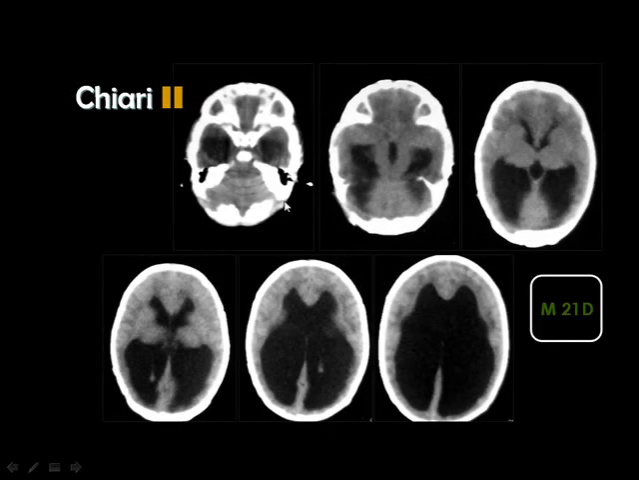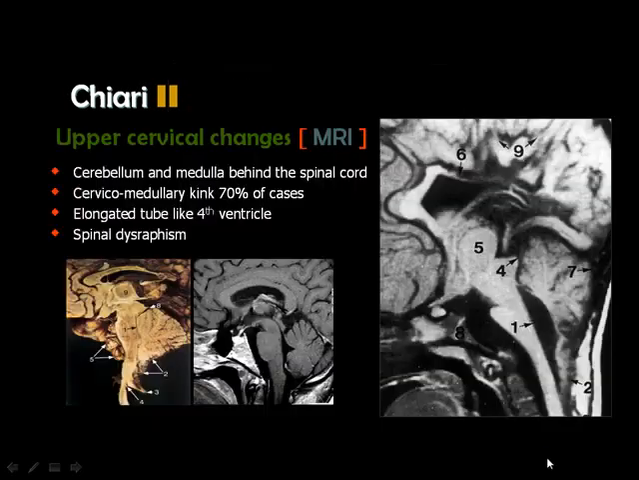Then this is another case of Chiari malformation, and the fourth ventricle is attenuated and not seen. The third ventricle is not ballooned. The lateral ventricles show that classic colpocephaly with the frontal horns much less dilated compared to the occipital horns. Then, in the upper part of the cervical spinal canal, you can see these changes. The cerebellum and the medulla behind the spinal cord. This is the cerebellum, and you can see part of the cerebellum is descending behind the cervical spinal cord.